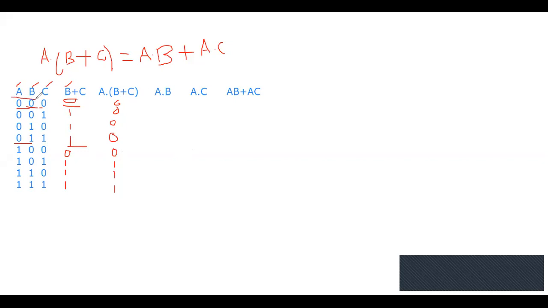A dot B means A is this, B is this. So A dot B, AND operation is performed. That means 0, 0, 0. 0, 1, 0. 1, 0, 0. 1, 1, that is 1. Okay, ma. Now A dot C.